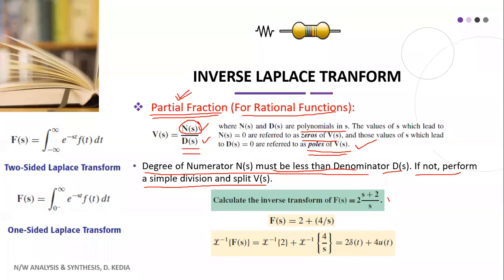Now let us see one very simple example. We have to obtain the inverse Laplace transform of (s plus 2) by s, times 2. So this s plus 2 is your numerator, this s is your denominator, and if you see the degree of both these polynomials in S, that is 1, that is same. So it means partial fraction cannot be applied directly. We will have to split it. So if we do that, we split it like this.